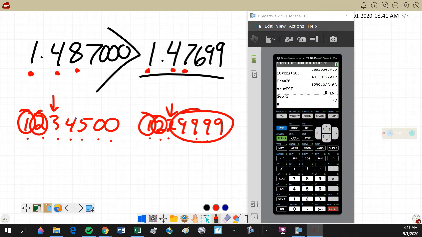Does that make sense? Are you guys okay with ordering decimals? It's not the length of the decimal that's important. It's the value in each position that's important. Okay?